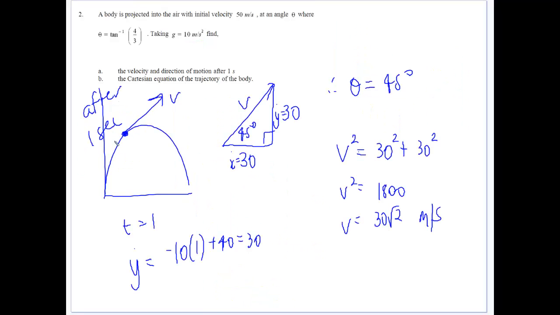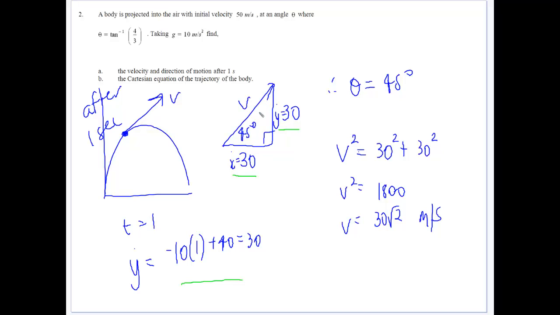Now, after 1 second, the particle has travelled, and it's actually at a new angle. So what angle is that? Well, we know after 1 second that the horizontal velocity is still 30. Our vertical velocity is 30 now, because we can sub that into the vertical velocity statement, and we get that being 30. So this gives us this triangle here, which must give us a 45-degree angle.